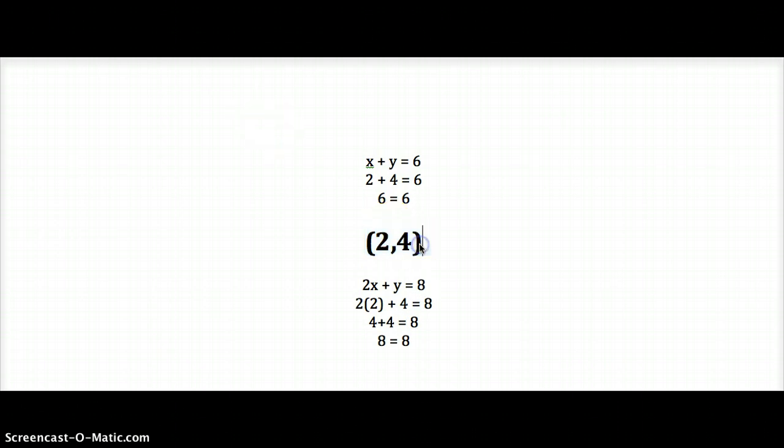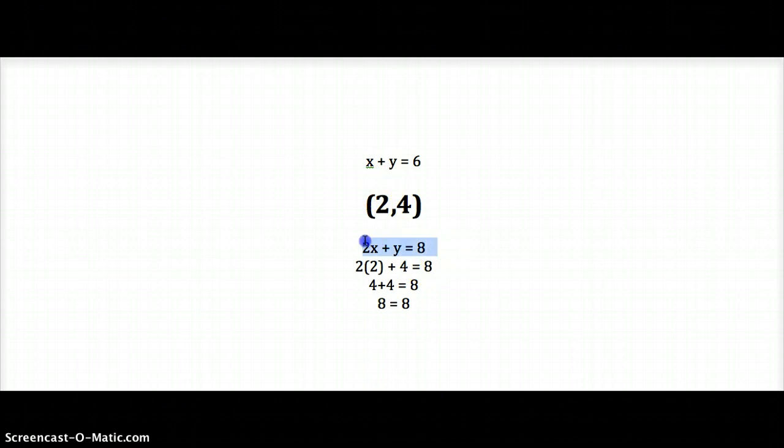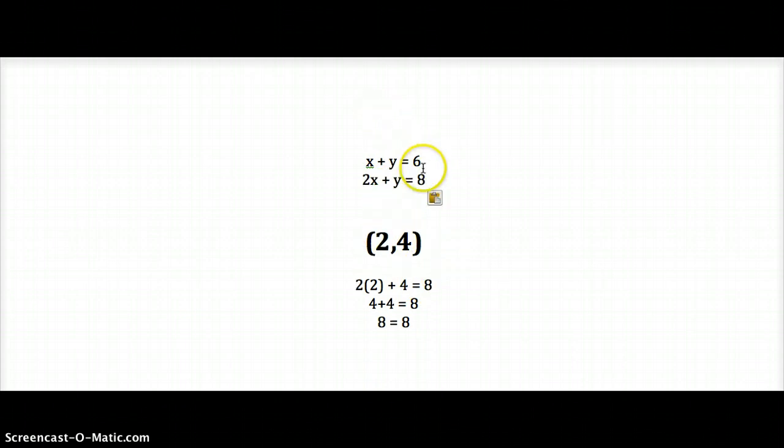Okay, so that is the solution to the system of equations x plus y equals 6 and 2x plus y equals 8. These two lines cross at exactly one point, and we found that by graphing. That is the point, that is the answer. Okay, let's do just a couple more examples and you can get started on your classwork.